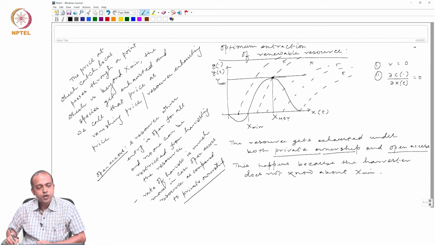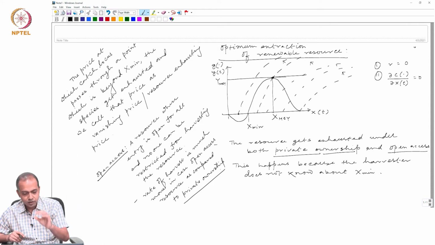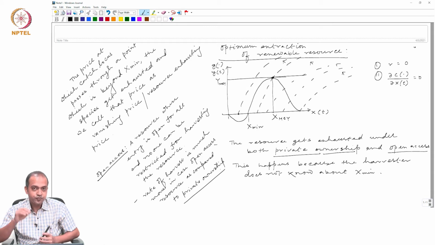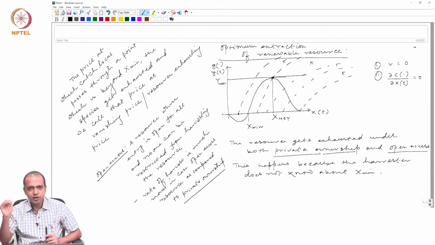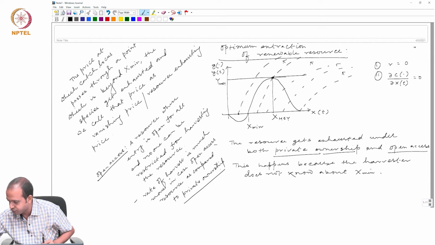Now, what will we do? We have discussed the situations of open access and private ownership. We will now compare the two situations: what actually happens in the case of private optimality, and what happens when the resource is open access, to think about the exact mechanism by which the rate of extraction is much more in open access as compared to private ownership. Let us compare the two situations.